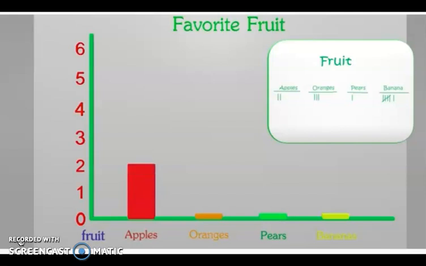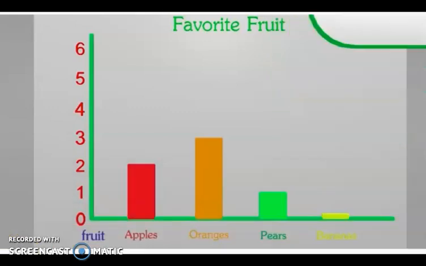Okay, next we have oranges. How many people liked oranges? Good job! 3 people liked oranges, so we move the bar up to where the 3 is. Now how many people liked pears? We had just one that liked pears, so the bar goes up just one. The last one is bananas. There were 6 people that liked bananas, so the bar goes all the way up to 6.